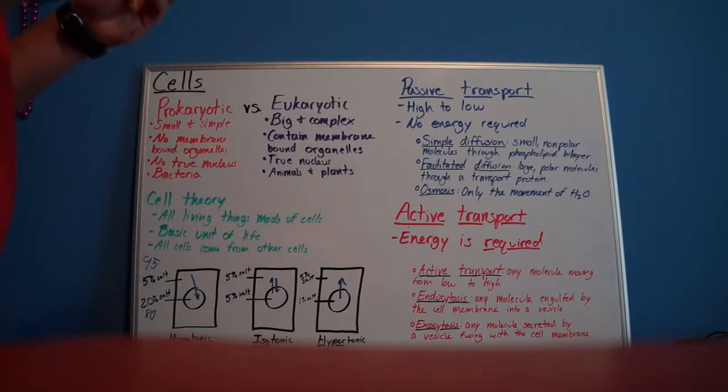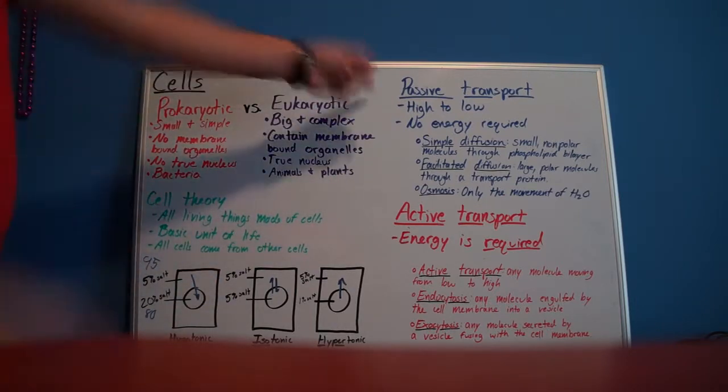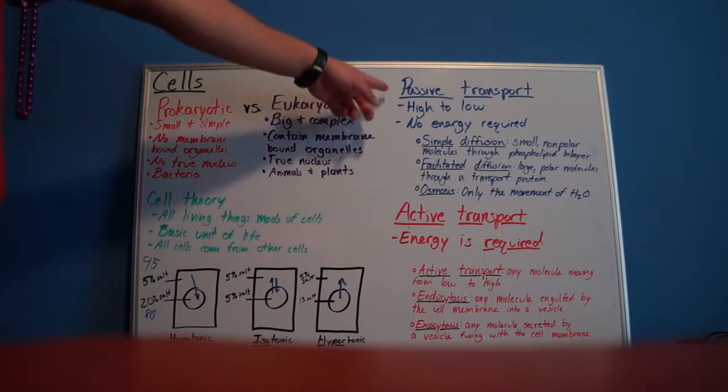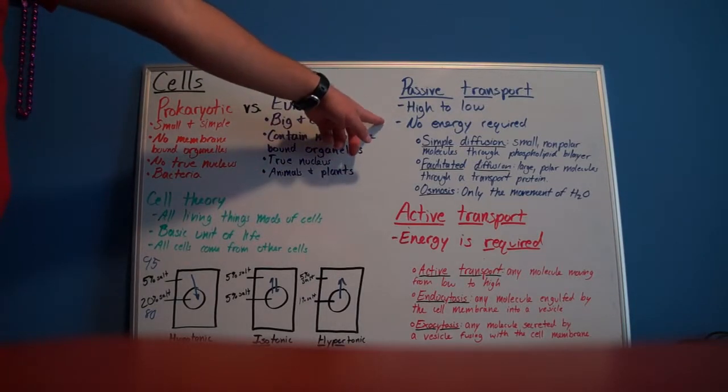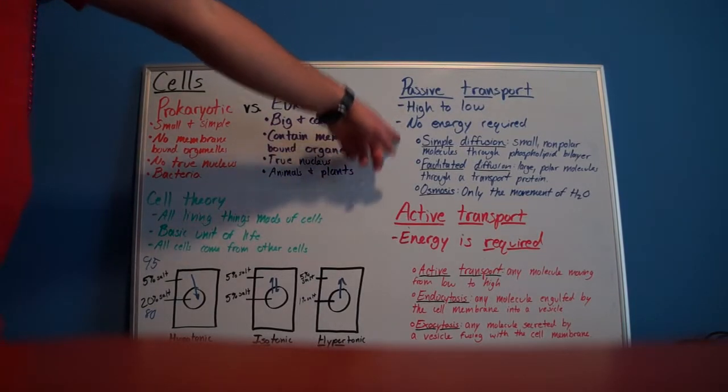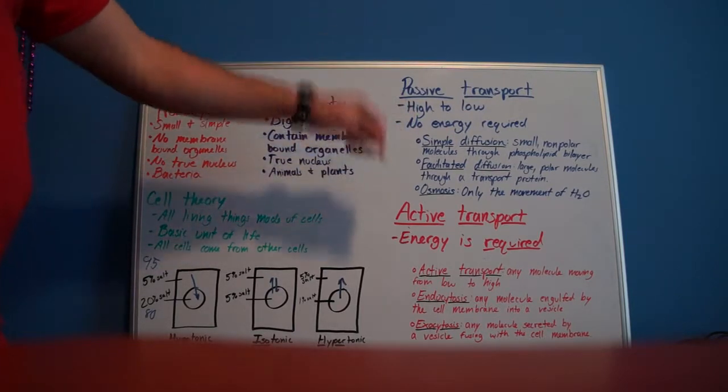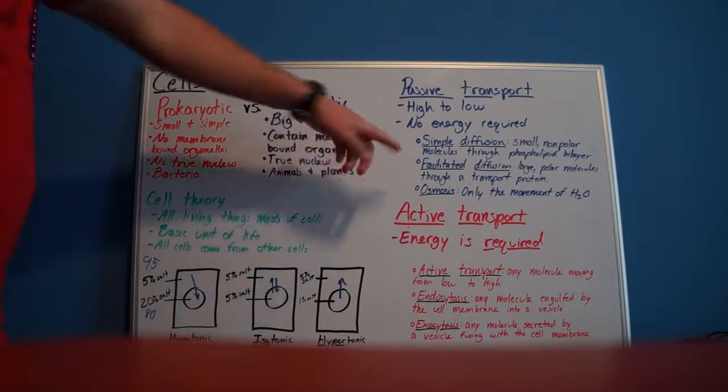For the transports, there's 2 types, passive and active. Passive transport always goes high to low and never ever requires energy. There are 3 types we talked about: simple diffusion, small nonpolar molecules that just move through the phospholipid bilayer, they can just go straight through.